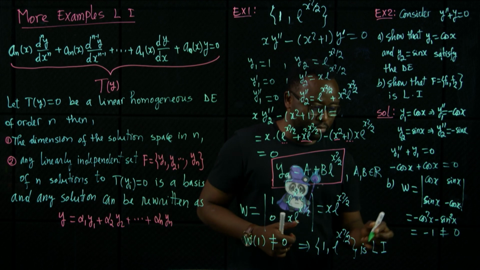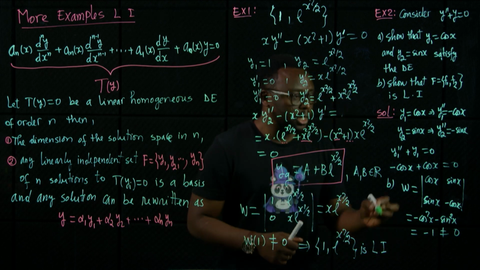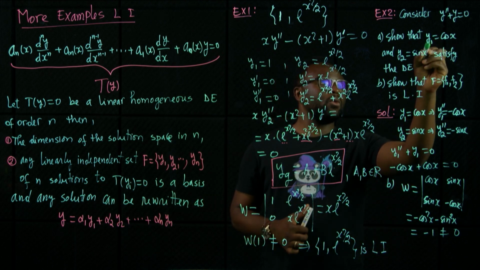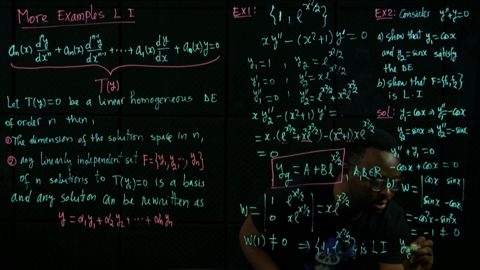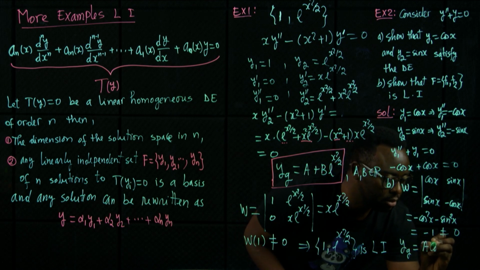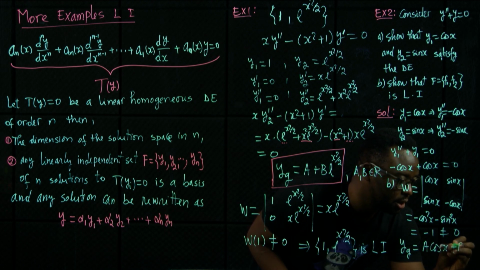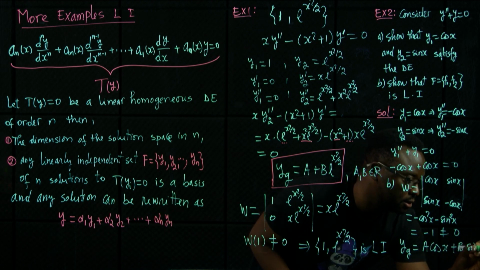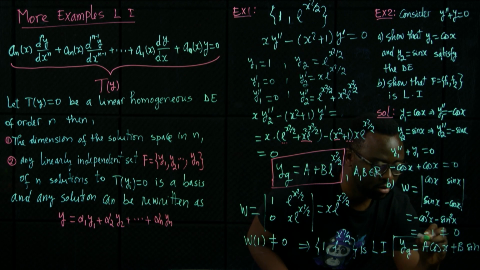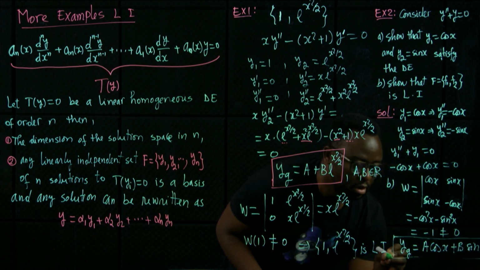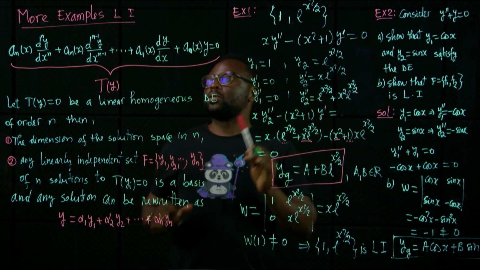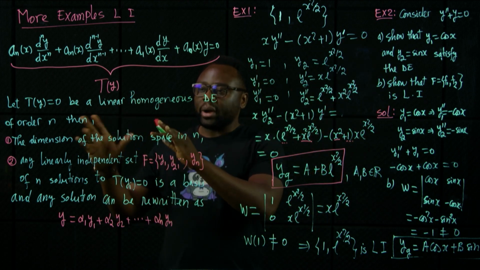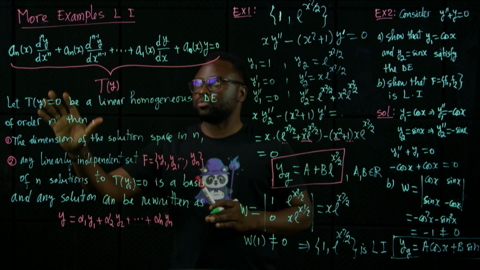Now if you have to write a general solution, it's just a combination of y1 and y2. So the general solution, y general, is a cos x plus b sine x. Alright, this is all for this video. These two examples are direct applications of this theorem.